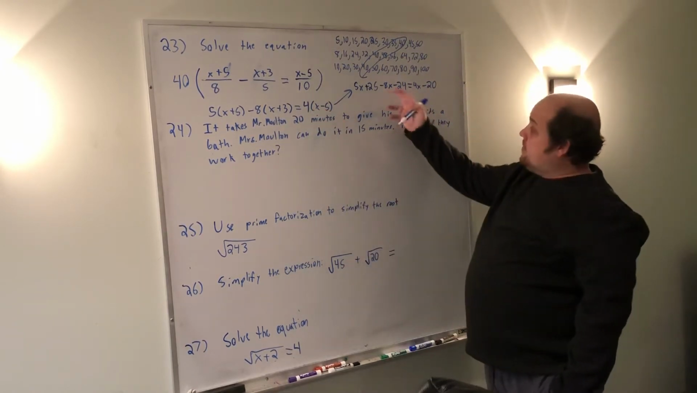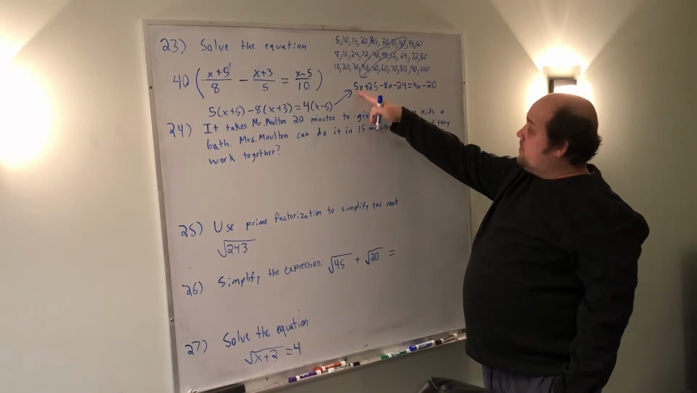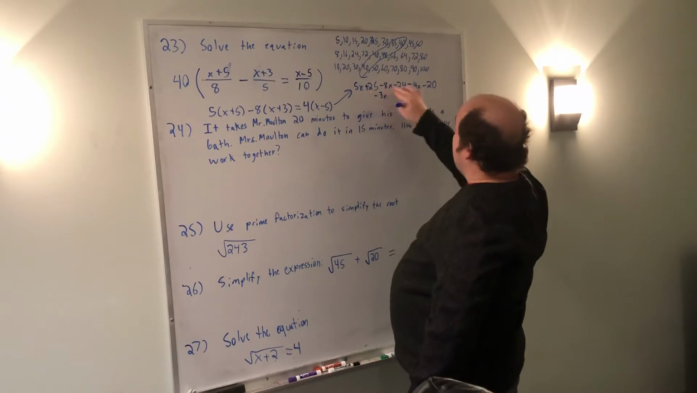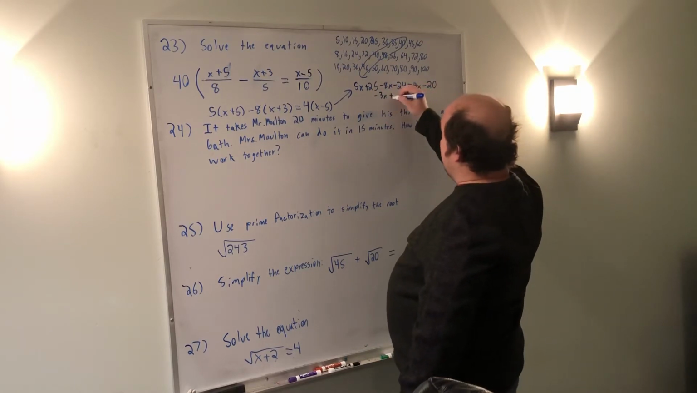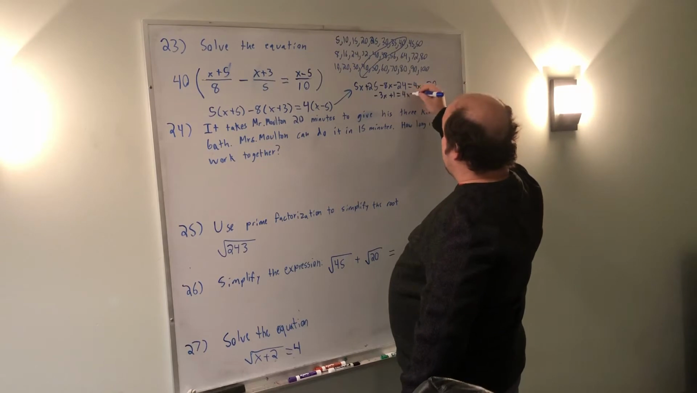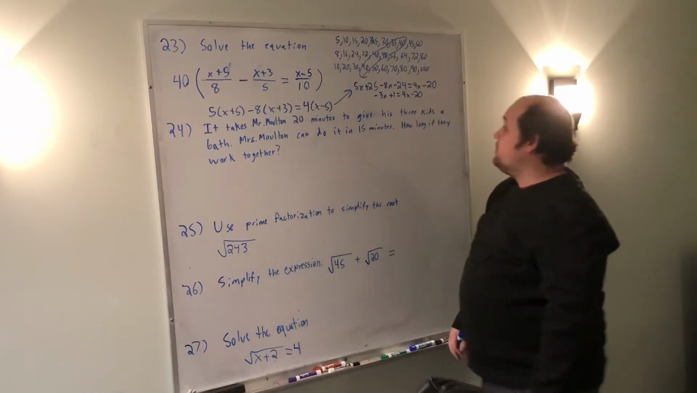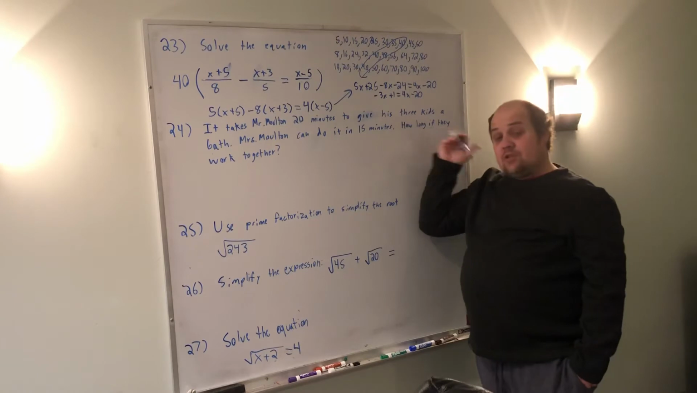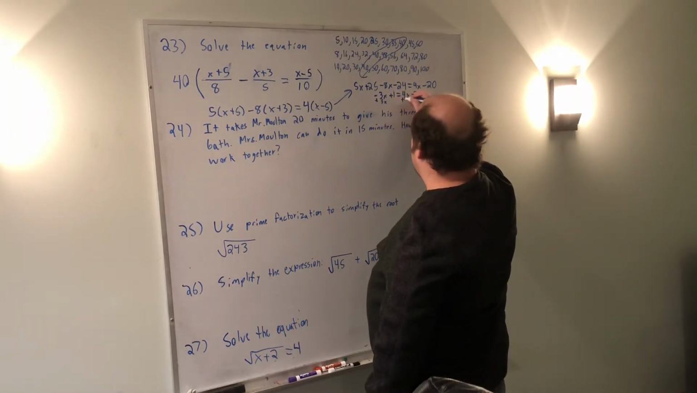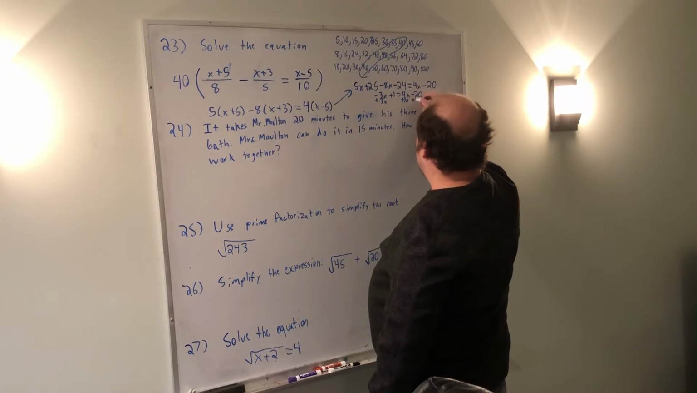First, I'm going to clean up the left side by combining like terms. 5x and negative 8x combine to give me negative 3x. 25 and negative 24 combine to give me 1. So I'm left with negative 3x plus 1 equals 4x minus 20. I'm now going to take x's to one side, numbers to the other. So plus 3x here, plus 3x here, plus 20 here, plus 20 here.